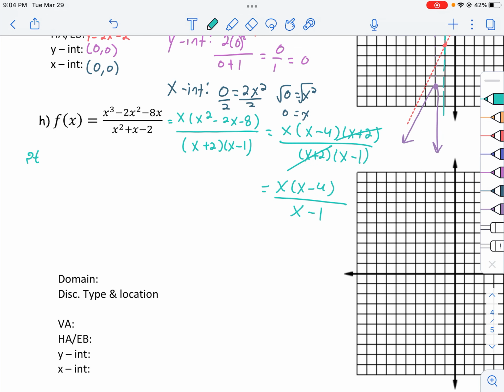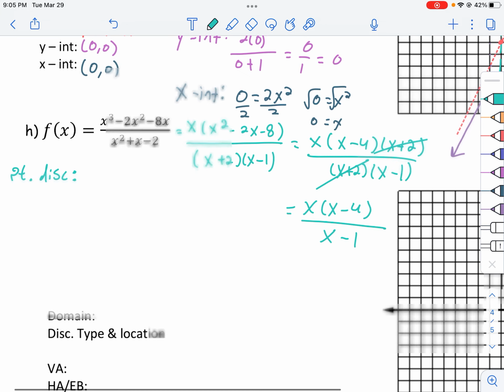So let's start with that point discontinuity that we just saw. So point disc, the x value, we can say there's point disc at an x value of -2.